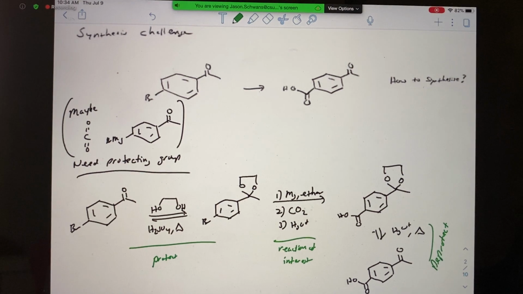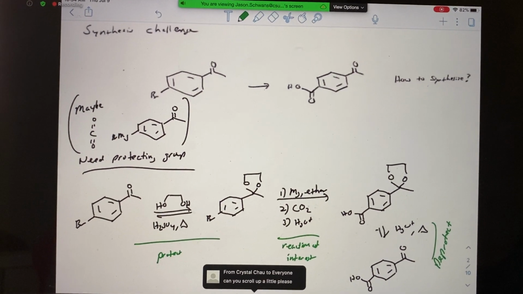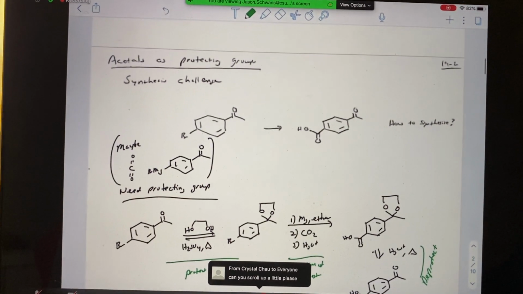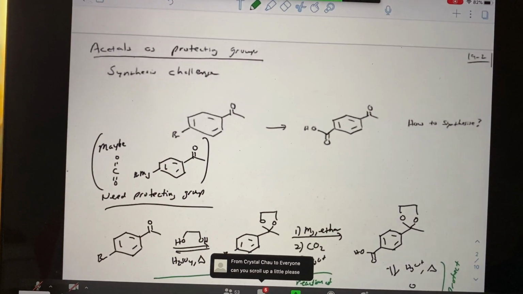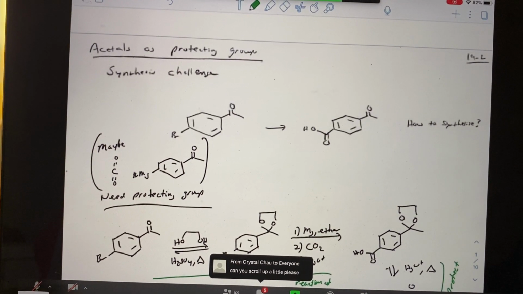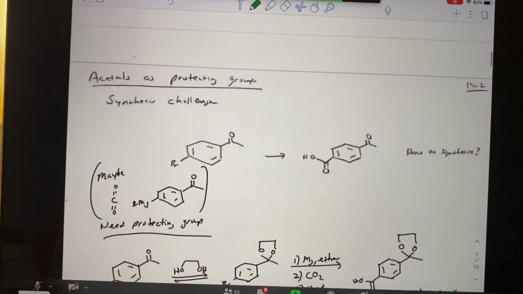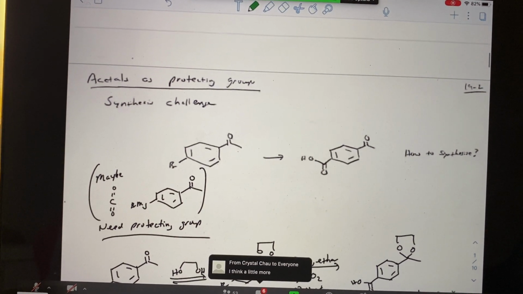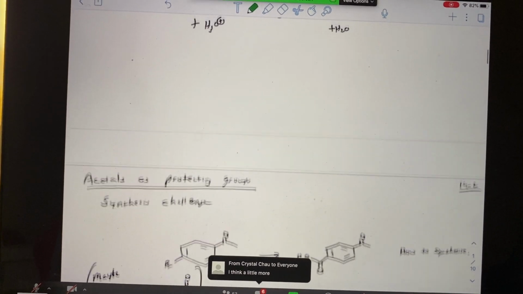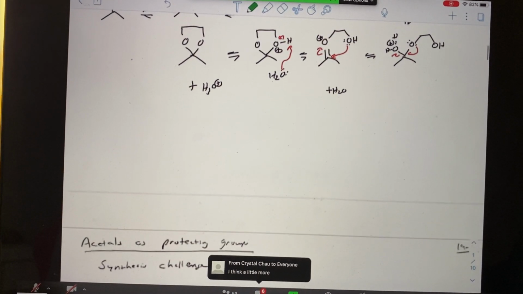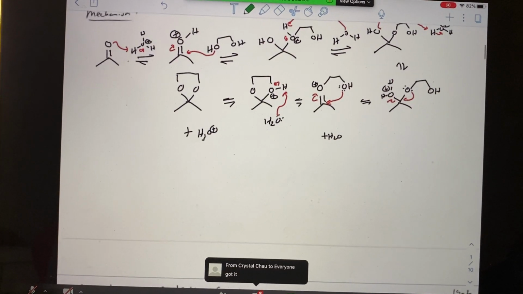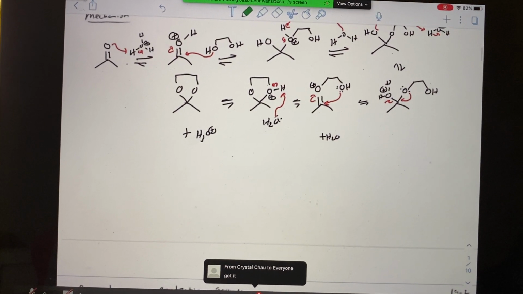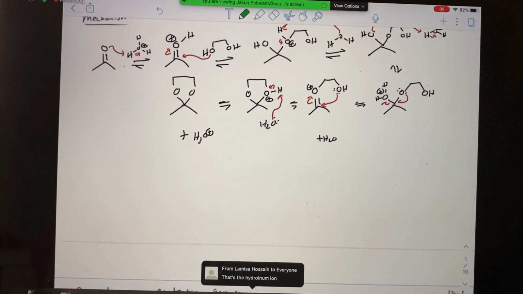I'll scroll up to the page before, or is this? I'll keep going. No. I can go to the previous page, or? Got it? Okay.